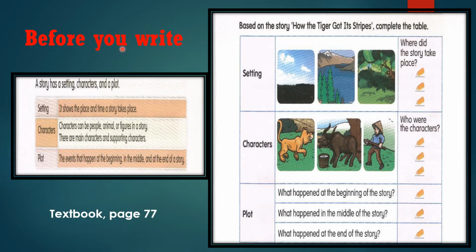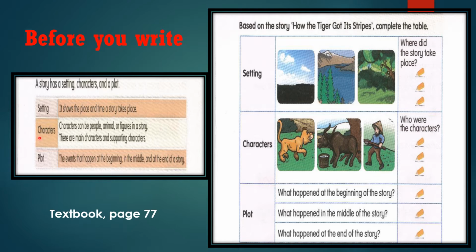Pupils, before you write a story, you need to have a setting, characters, and a plot. Now, let's look at the meaning of setting, characters, and plot. Setting shows the place and time a story takes place. Just like the story How the Tiger Got Its Stripes, it has its own setting. The story takes place in the jungle, near the river. So you should have a setting before you write a story.